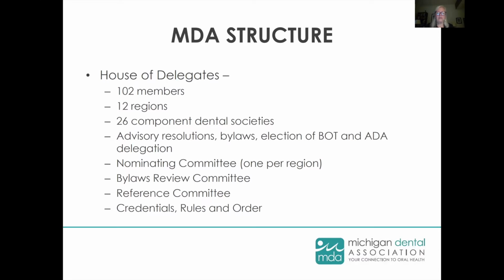A critical role is played by the nominating committee, where there is one member per region, and the chair of the nominating committee is always the immediate past president. Three other committees from the MDA House of Delegates are the Bylaws Language Review Committee, the Reference Committee, and the Committee on Credentials, Rules, and Order. Those are all the House committees.